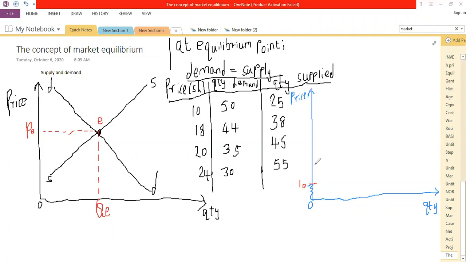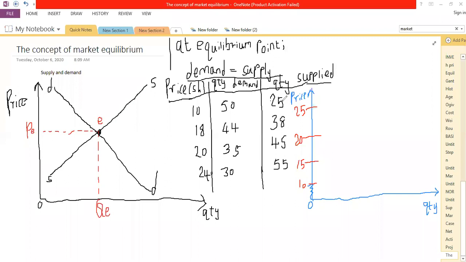10, maybe 15 there, around 20. Since the highest is 24, we can go up to 25. That will be enough. You try and spread your work to cover about 3/4 of your space.